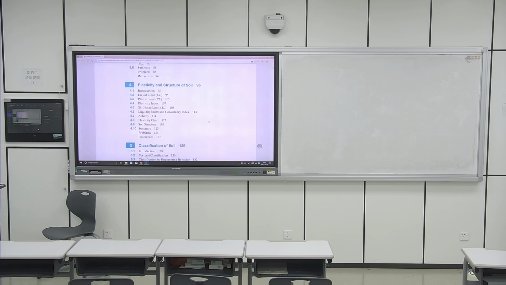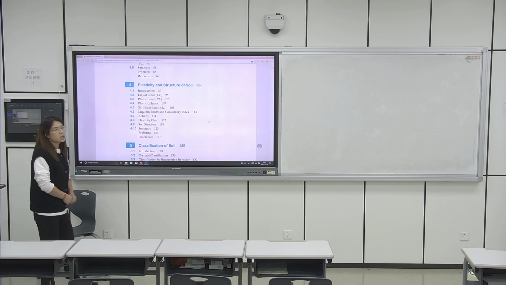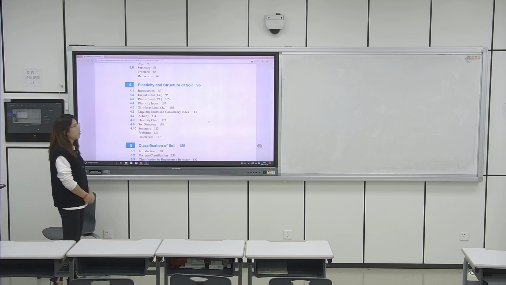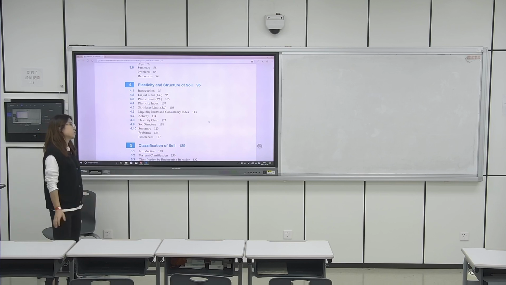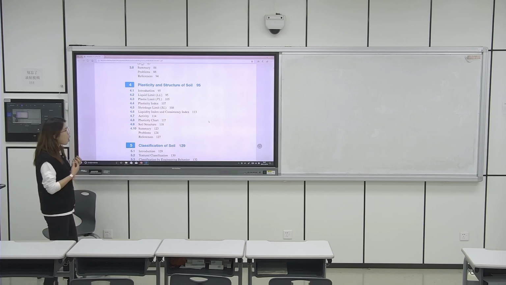Okay, in chapter 4, we learned the plasticity and structure of soil. The important thing we learned in this chapter is the limits of soil: plastic limit, liquid limit, and shrinkage limit. And we learned how we obtain those limits in the laboratory, right? For liquid limit, we use a percussion cup or a four-cone method, right?